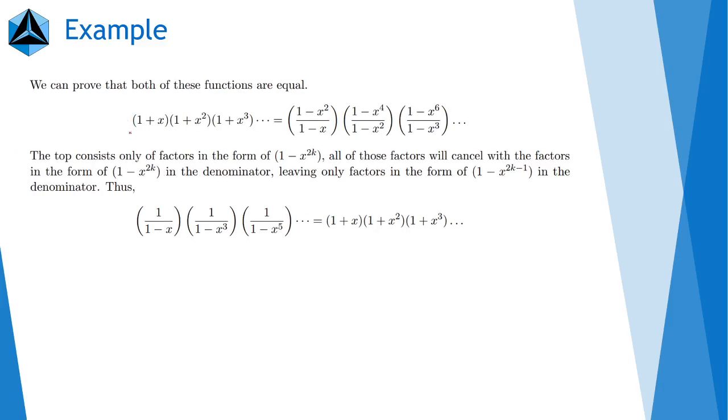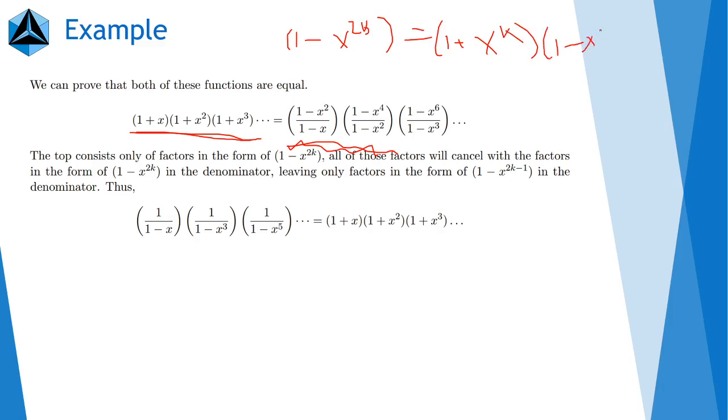These two functions over here. This is the one with distinct parts, and this is the one with odd parts. Actually, no, sorry. This is the one with distinct parts, and we can manipulate it as is. So by difference of squares, we know that 1 minus x to the 2k is equal to 1 plus x to the k times 1 minus x to the k.